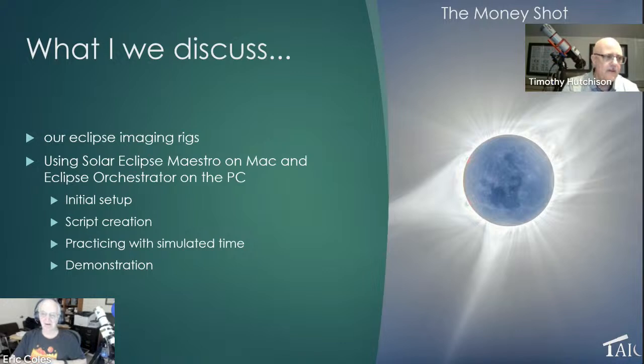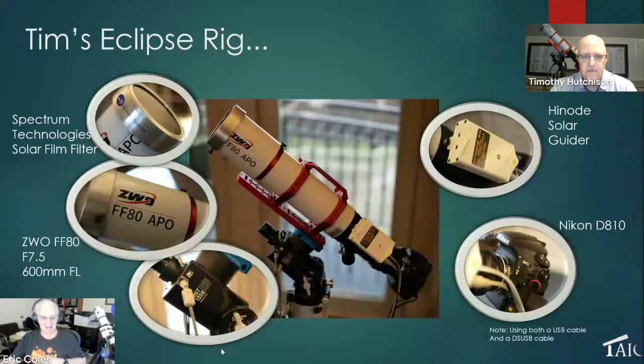And what I have up here is, I guess, what I call the money shot. So if you're going to do Eclipse photography, this is the shot you want to get. And if we get nothing else, that's the shot I want to put in my system. Let's go to the next slide.